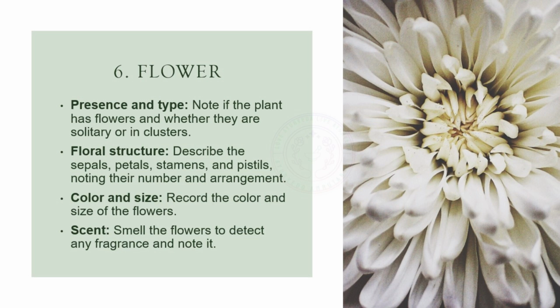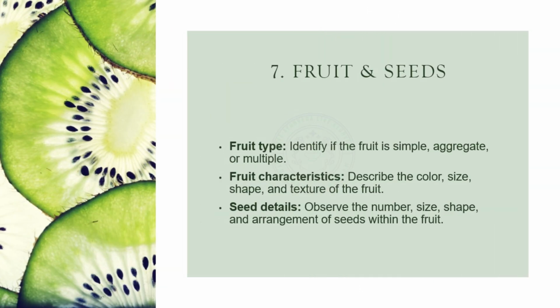Then we look at fruits and seeds. Here, we determine the fruit type, whether it's a simple fruit, an aggregate of many small fruits, or a multiple fruit from several flowers. We'll note the characteristics of the fruit, such as color, size, shape, and texture. And finally, we take a look at the seeds, recording the number, size, and arrangement within the fruit.